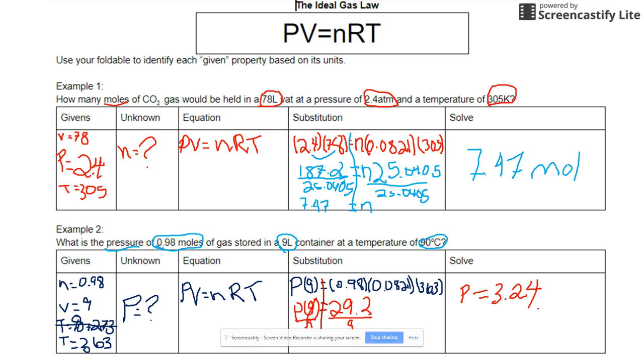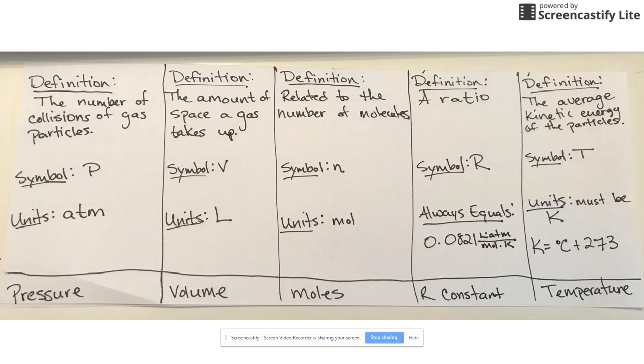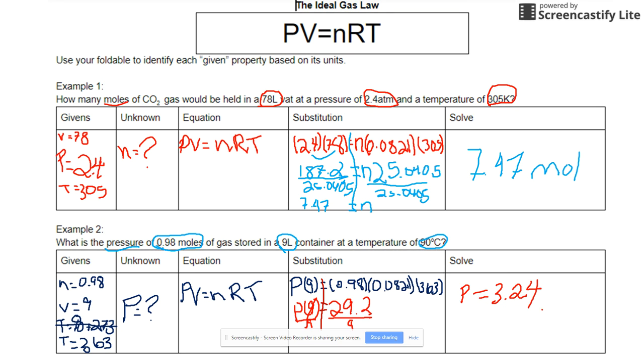And I need units, always units. So that this is a pressure in my foldable. Pressure, we said the units are ATM. Again, that stands for atmospheres. ATM, that's my answer.